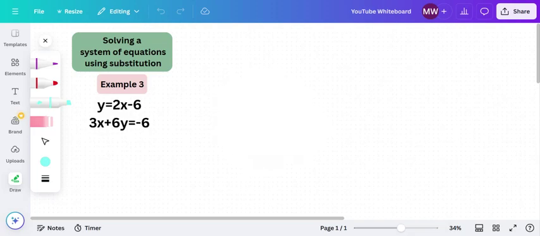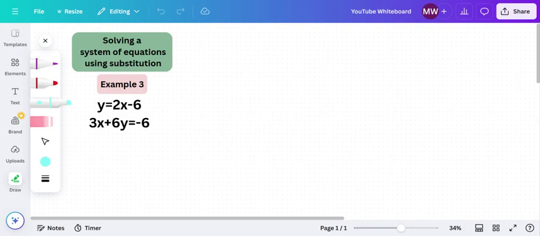In this video, we're going to continue practicing solving a system of equations using substitution. This is the third example, so it's going to start to get a little bit more challenging with this problem. So we have two equations, y equals 2x minus 6, and 3x plus 6y equals negative 6.